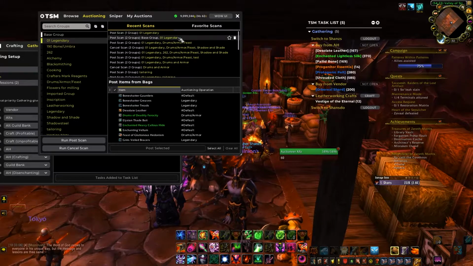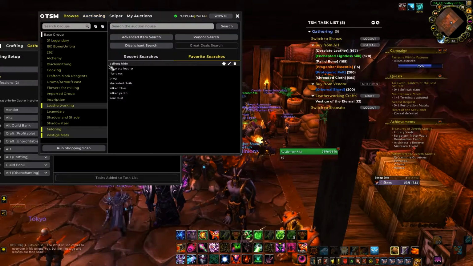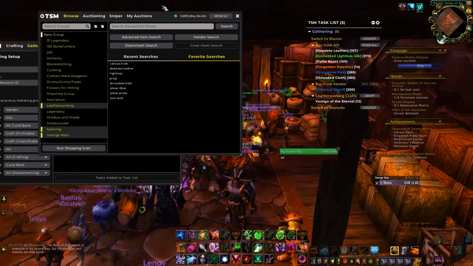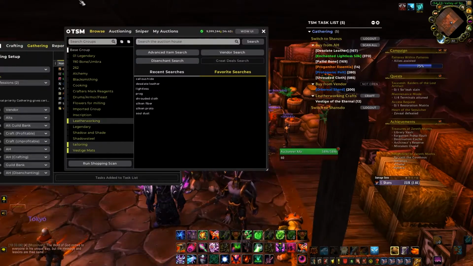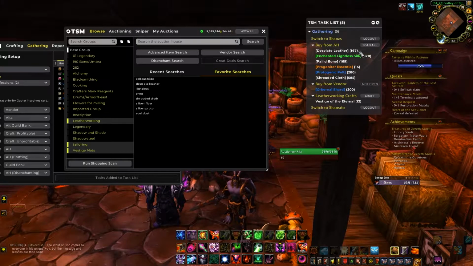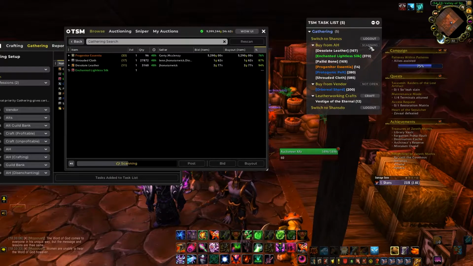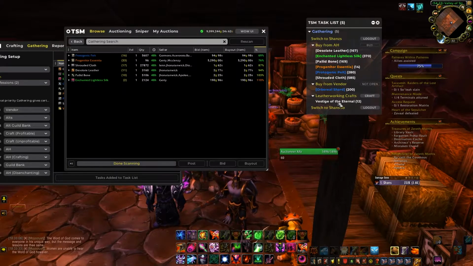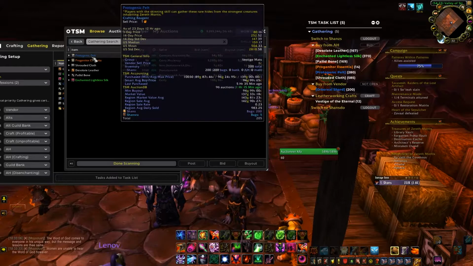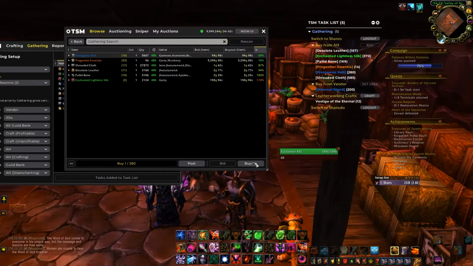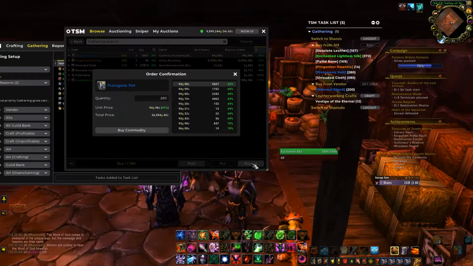So we go to the auction house here. We select browse. This is the TSM UI replacing the WoW UI for the auction house. And then what I'm going to do is forget all this. I'm going to go to the task list and I'm going to hit scan all. And it's going to pop everything that I need to buy from the auction house right up here. I just click on the top one and I start hitting buy out.